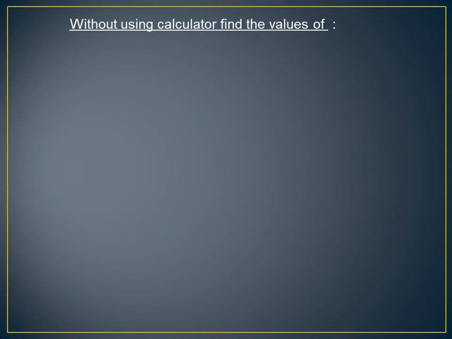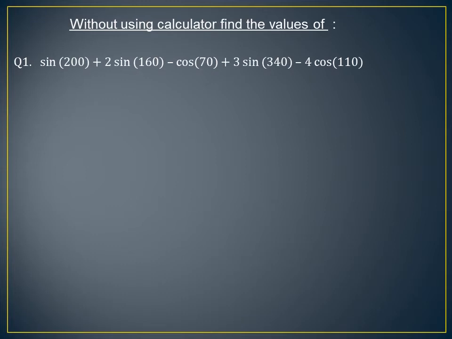Hi guys, welcome back. In today's video we are going to understand how to find the values of certain trigonometric functions without using the calculator. The first question that we are going to see is sine 200 plus 2 sine 160 minus cos 70 plus 3 sine 340 minus 4 cos 110.